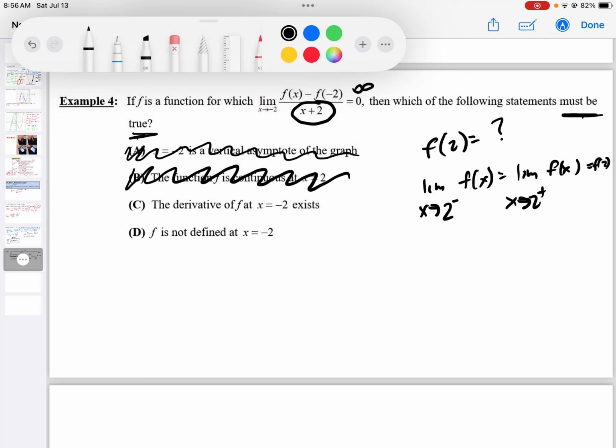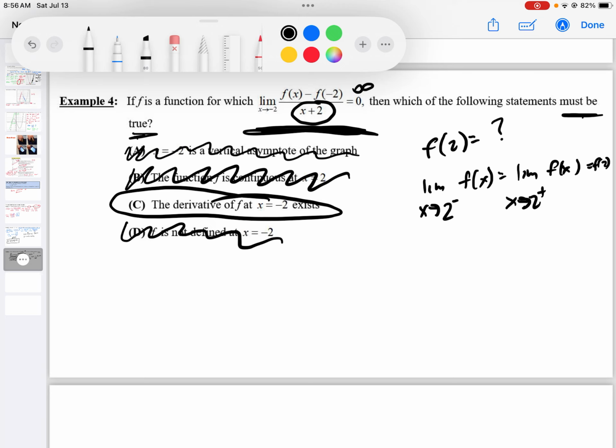The derivative of f at x equals negative 2 exists. Huh. Maybe. Let's see. Yeah, that feels right. We just talked about derivatives, right? And that looks like it. f is not defined at x equals negative 2. That could be true. If the limit as x approaches negative 2 is 0, it doesn't mean it's defined there, but it could be defined there. So it doesn't have to be true. So it's C on process of elimination.